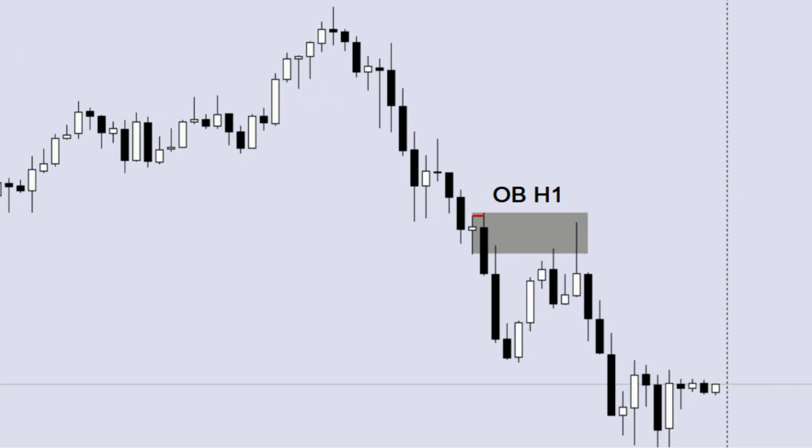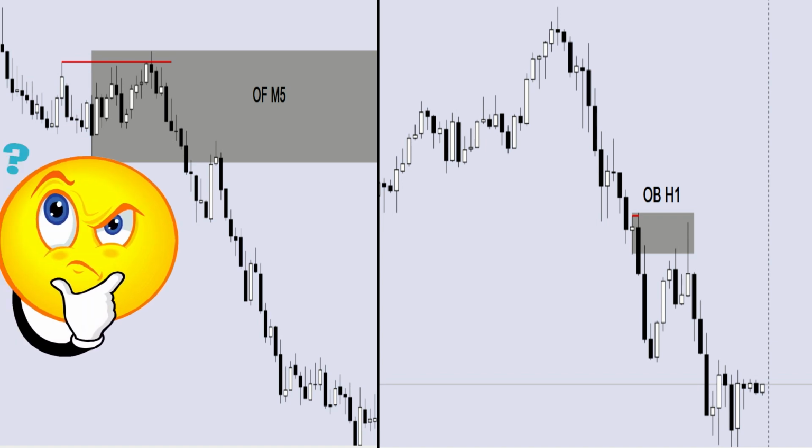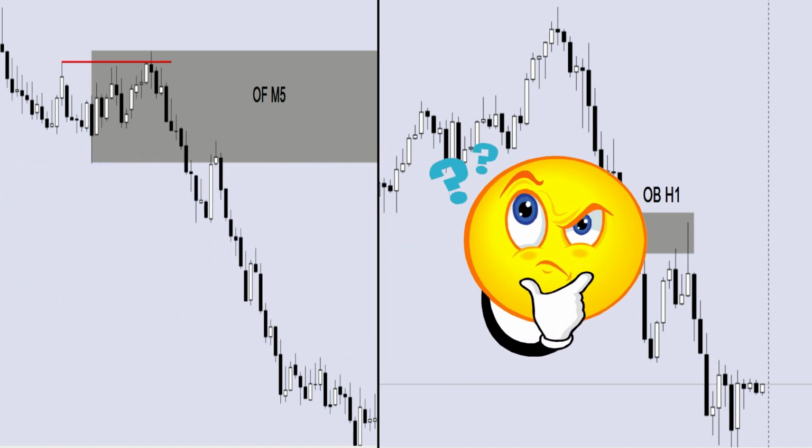Can you guess what I'm getting at? If, of course, you know that a flow order is a block order, but only on a higher time frame.